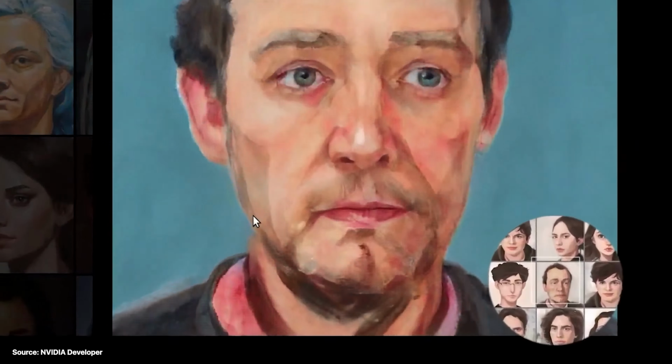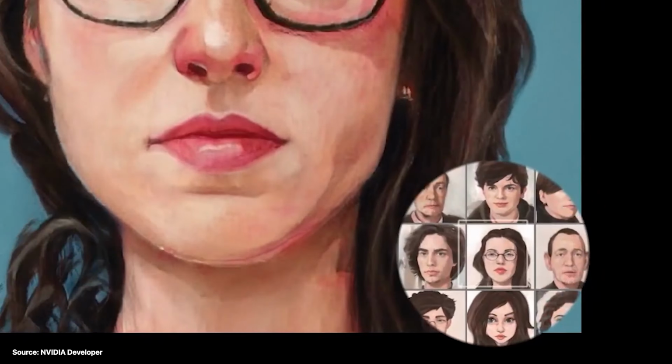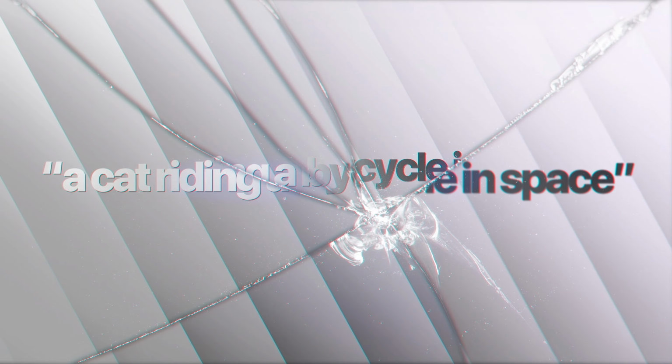They could render the moisture in a human eye, the stray hairs of a beard, and the specific way light hits the skin. They were incredible at what they were trained on. If you trained a StyleGAN on faces, it could make faces. But if you asked the StyleGAN to draw a cat riding a bicycle in space, it would break. It did not understand the language, it understood the patterns. To move from generating pixels to generating ideas, we needed a bridge between human words and digital images.